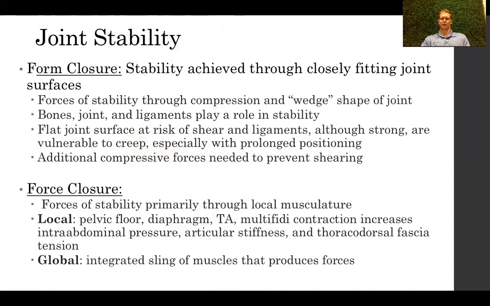We mentioned the different requirements for a healthy SI joint earlier, and here is that form closure and force closure. Form closure is stability achieved through the close-fitting joint surfaces. So form closure is more bony stability. Forces are going to be stable through compression in that wedge shape of the joint. The flat joint surface is at risk of shear, and the ligaments, although they're strong, are going to be vulnerable to creep if you put yourself in these prolonged postures.